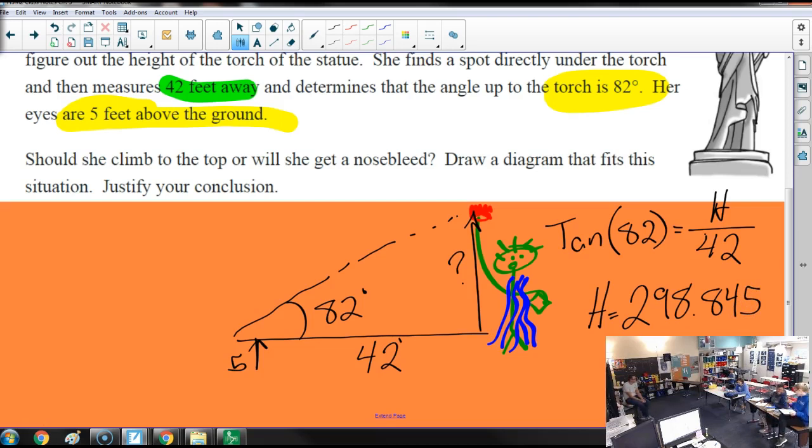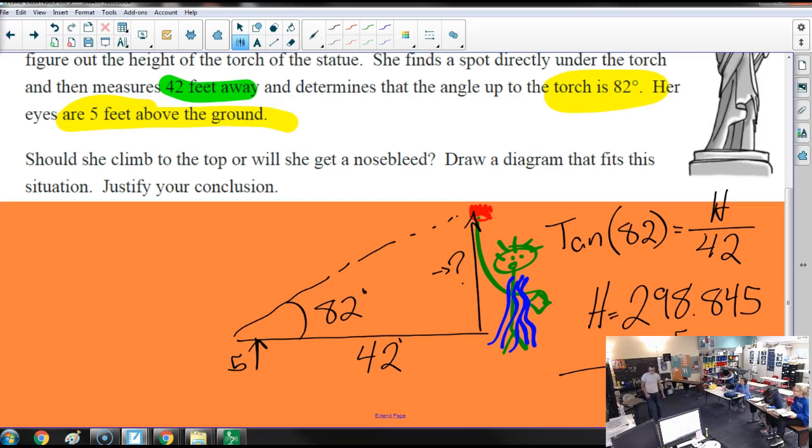Oh, no. You need to add the 5 feet. Oh yeah, you need to add the 5 feet. This is 298. But we are 5 feet above the ground making that triangle. So when we add that 5, we're at 303.85.